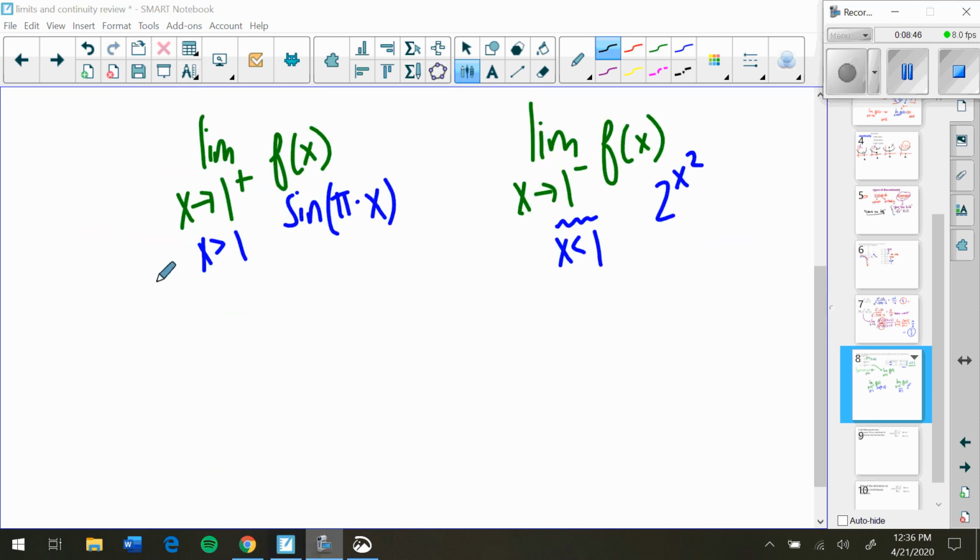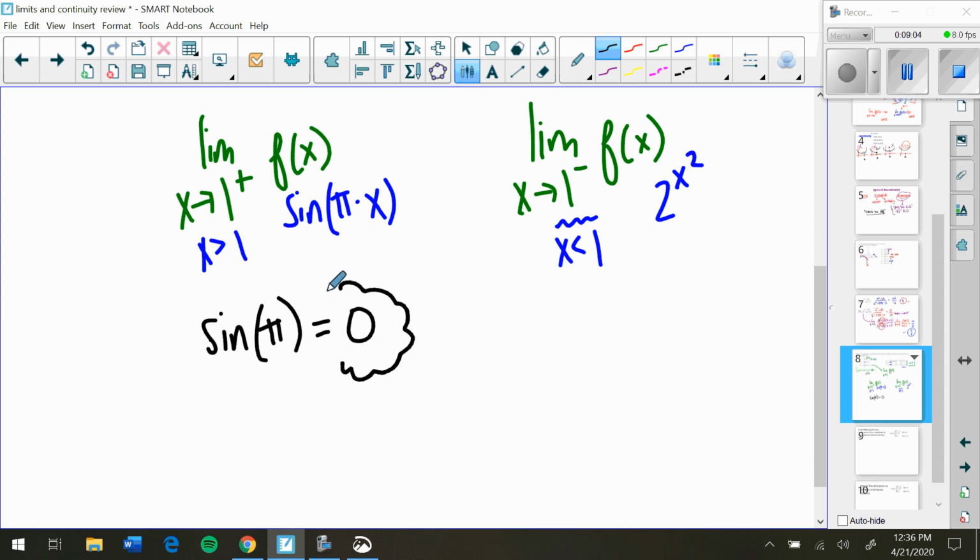Okay, sorry. So if I want to evaluate it on this right side, I'm pretty much going to do sine of pi times 1, which is just pi. Sine of pi is 0, so I am approaching 0 from the positive side. Over here, I'm going to plug in 2 times 1 squared, or 2 to the first power, which is 2. So on the right side, from the positive direction, we are approaching 0.